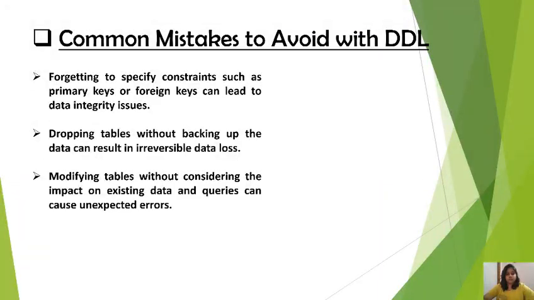Some common mistakes to avoid with DDL. Forgetting to specify constraints such as primary key or foreign key can lead to data integrity issues. Dropping tables without backing up the data can result in irreversible data loss. Modifying tables without considering the impact on existing data and queries can cause unexpected errors. These are the common mistakes which we make in DDL. So if we avoid these things, we can do the program easily.